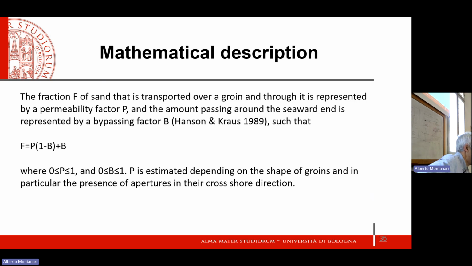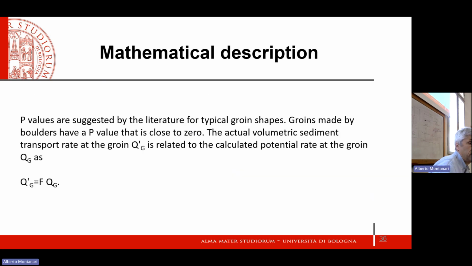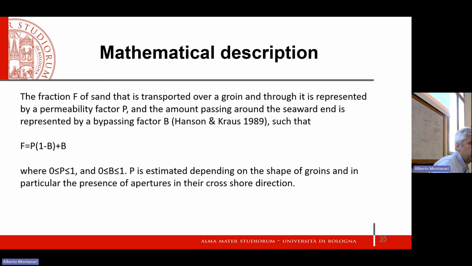A groin that is fully permeable and fully bypassable, then F, the fraction of sand that is transported over a groin, is 1. Good. And then with different combinations, you are able to understand the fraction of sediment that is transported over. Please remember this formula. This may be asked. Okay. Is it clear?